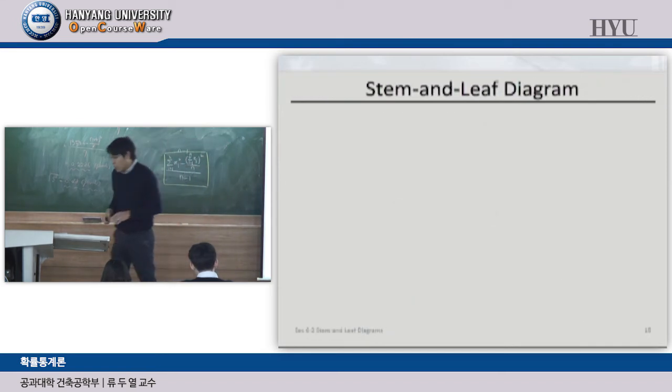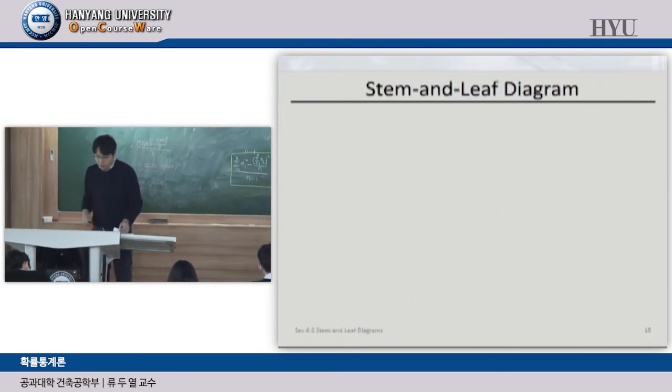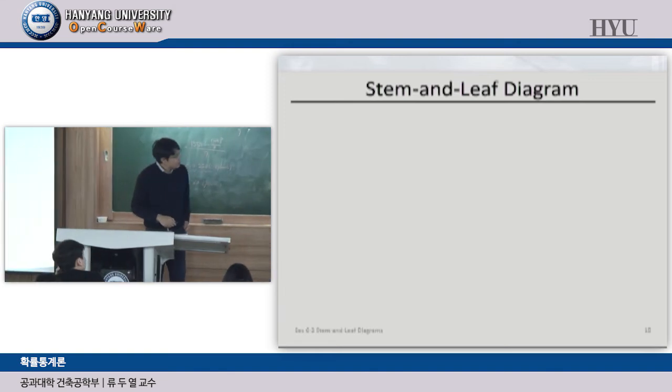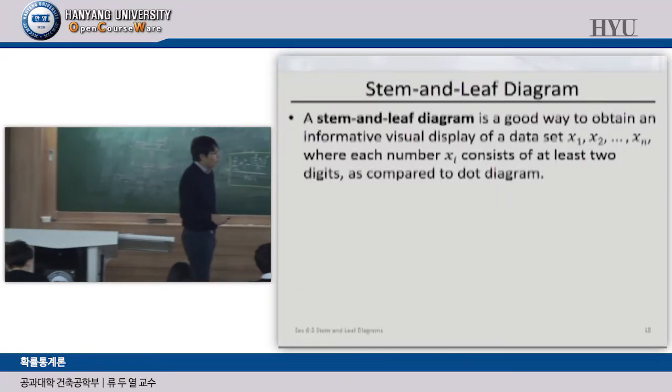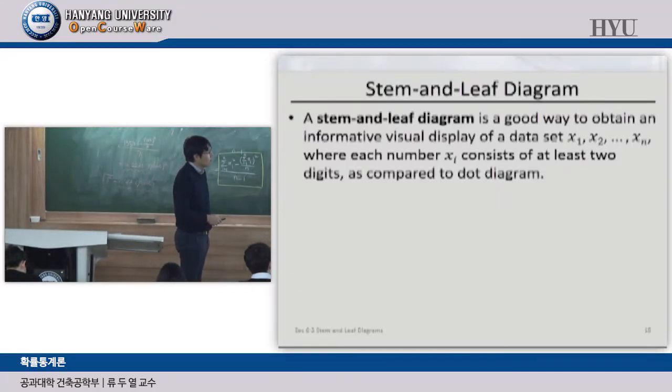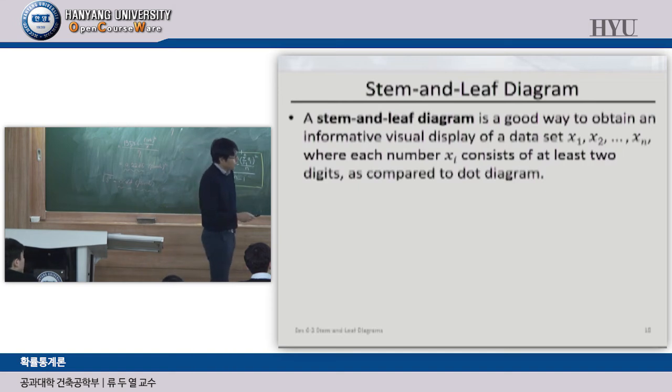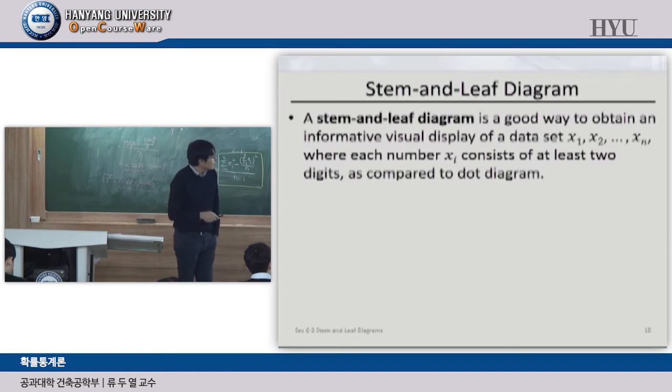And now we are going to discuss the stem and leaf diagram. The stem and leaf diagram is a good way to obtain an informative visual display of a data set from x1 to xn, where each number xi consists of at least 2 digits. Okay? There is a requirement as compared to the dot diagram.